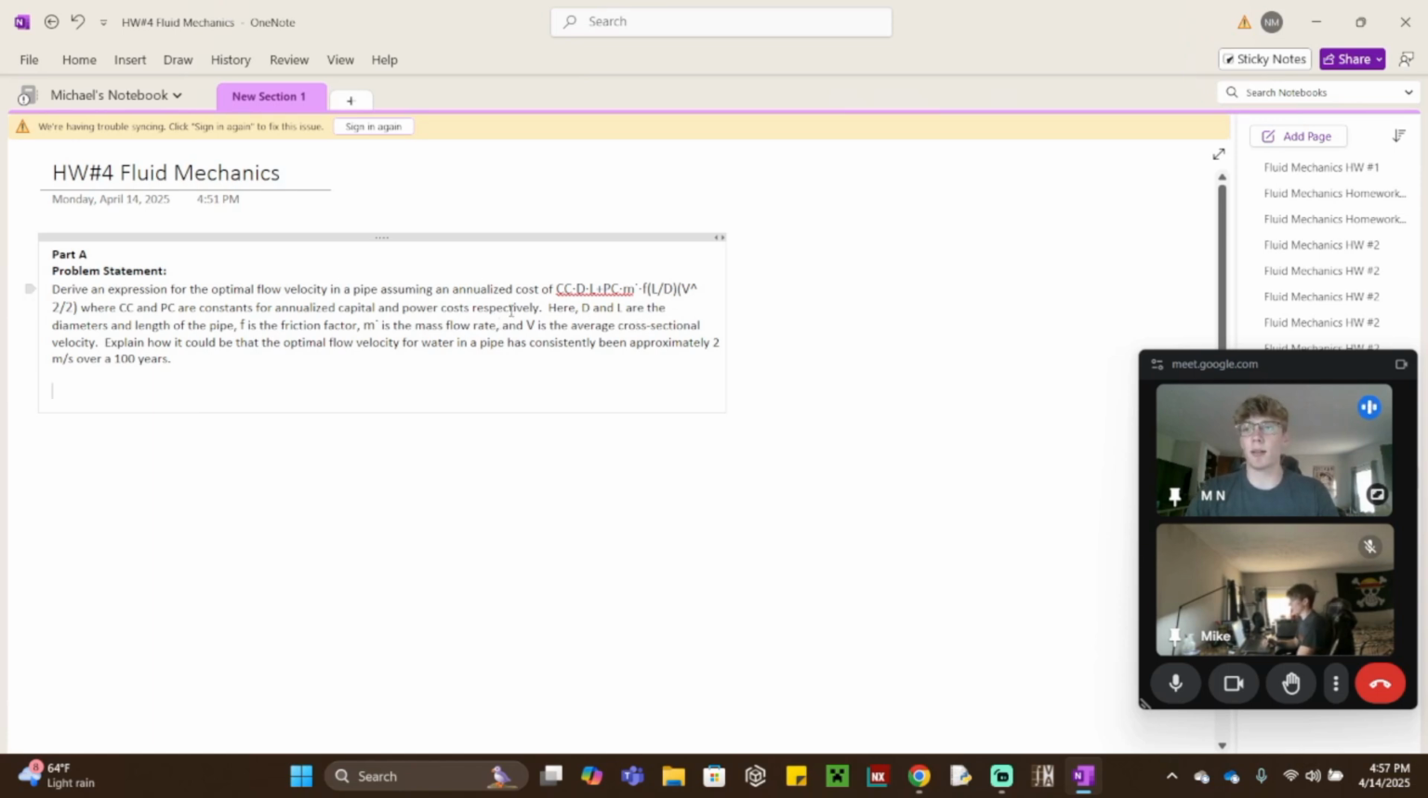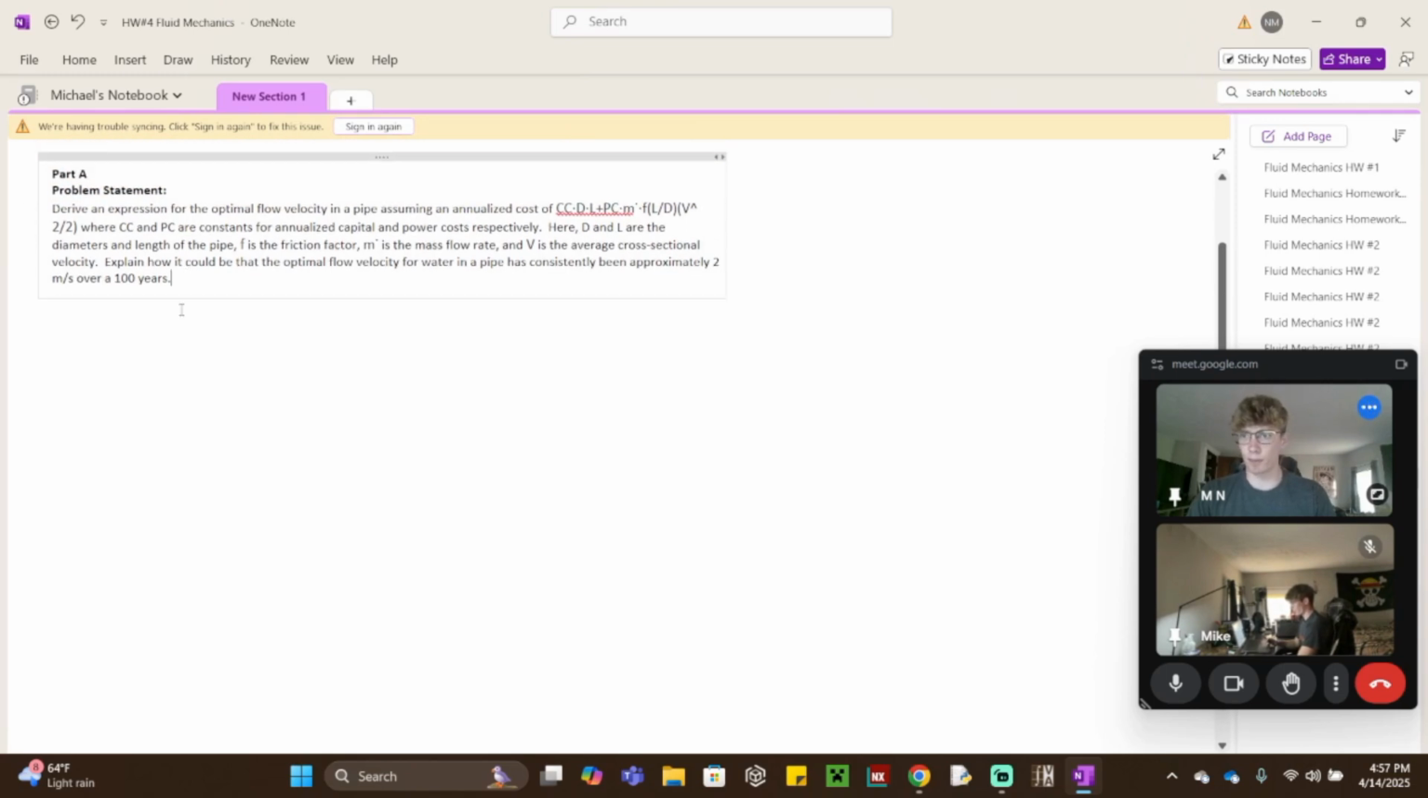Here D and L are the diameters and length of the pipe. F is the friction factor, m dot is the mass flow rate, and V is the average cross-sectional velocity. And then at the end, explain how it could be that the optimal flow velocity for water in a pipe has consistently been approximately 2 meters per second over 100 years.